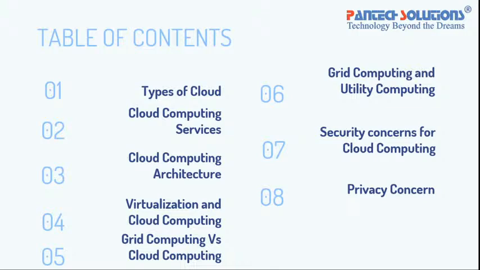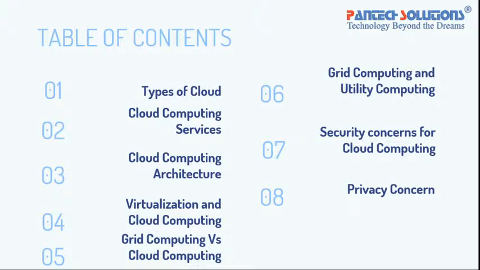Then cloud computing services: what services and types of services are available, and cloud computing architecture. Then virtualization and cloud computing, which is important. Then grid computing versus cloud computing. In cloud computing we also have different types of computing, like grid computing or utility computing. We will see grid computing versus cloud computing, and grid computing and utility computing. Then after that, what are the security concerns in cloud computing, what we have to do to protect our data, and the privacy concern. These are the contents we are covering in today's webinar.